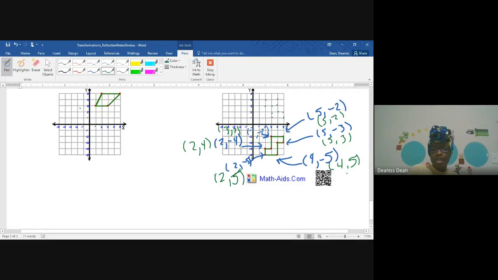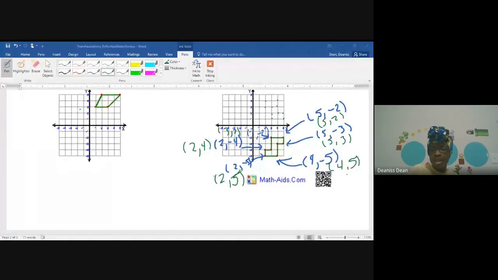Okay. So yeah, you're just changing signs or flipping numbers. That's all you have to do on these, okay? So that's all you have for reflections, all right?